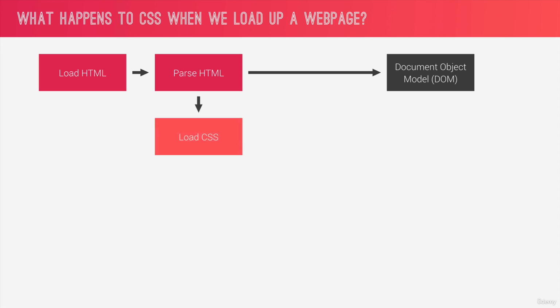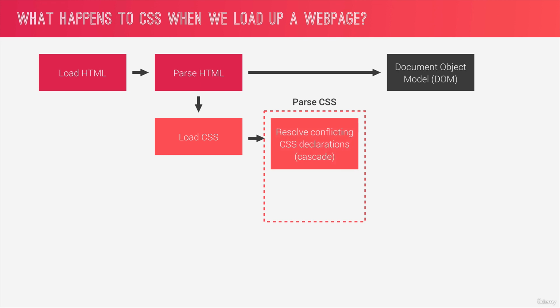And just like the HTML, CSS is also parsed. But the parsing of CSS is a bit more complex, and that's why we'll talk about that in great detail in the next lecture. For now, let me just tell you that during the CSS parsing phase, there are two main steps. First off, conflicting CSS declarations are resolved through a process known as the cascade. The second step in the CSS parsing is to process final CSS values, like, for instance, converting a margin defined in percentage units to pixels.